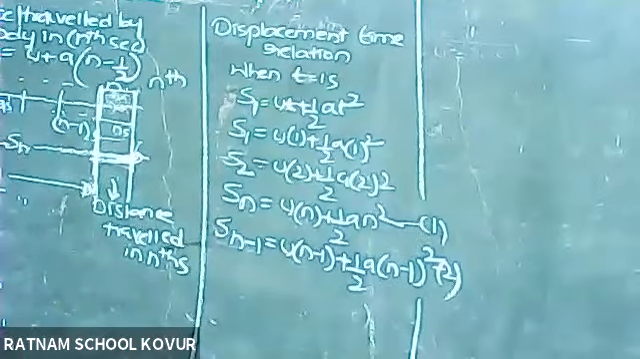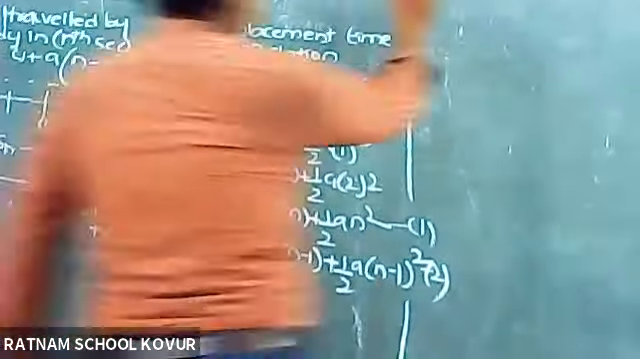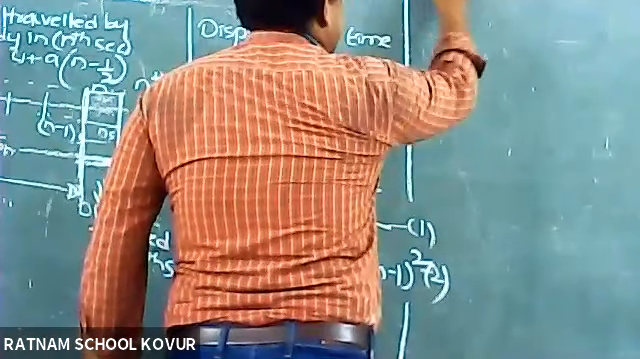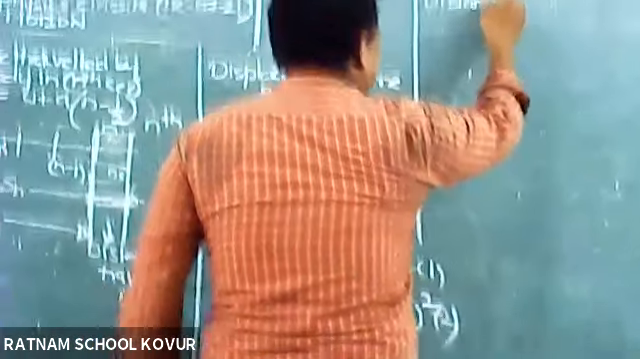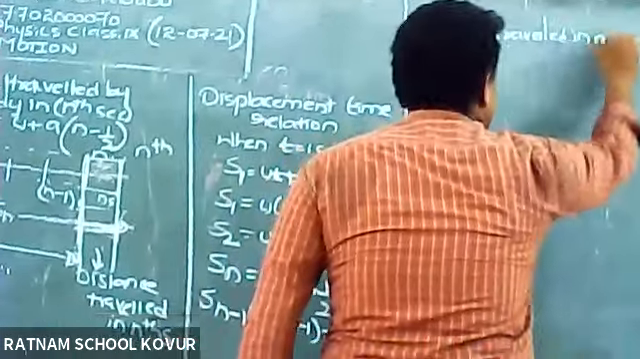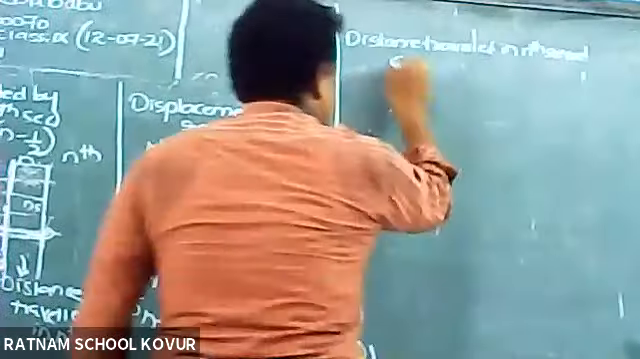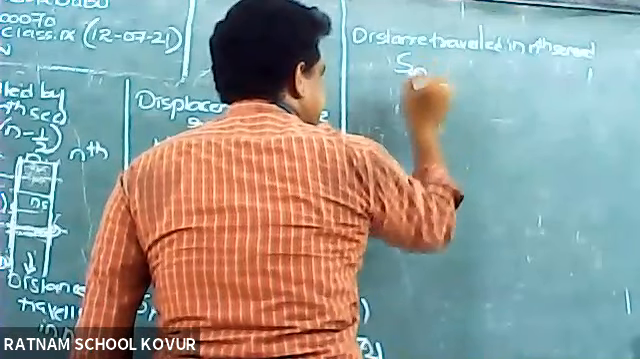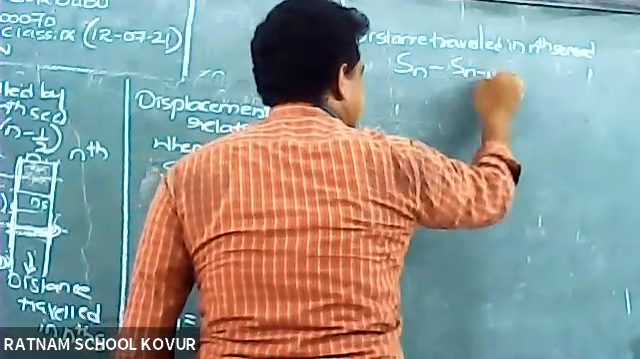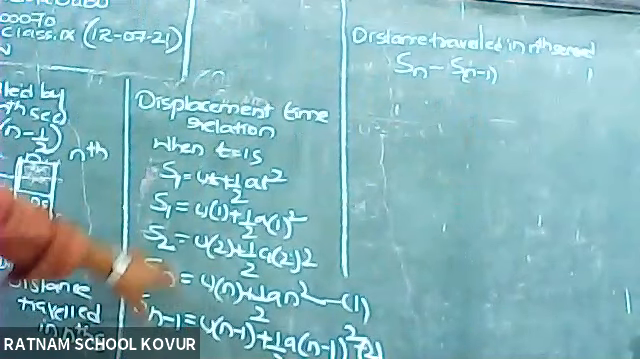Now you see here, distance travelled in nth second is equal to S, displacement for n seconds, minus displacement for n minus 1 seconds. So these two equations, 1 and 2, we have to substitute.